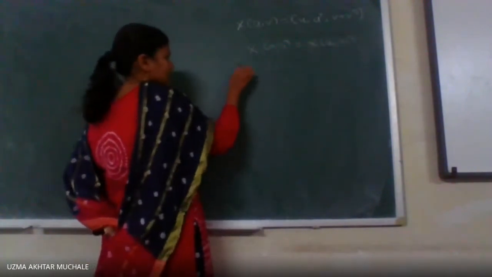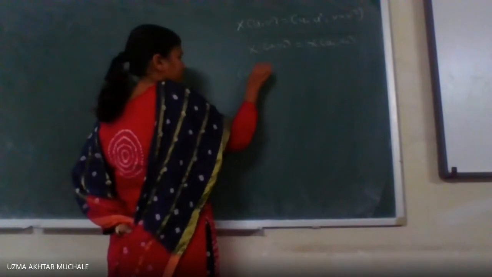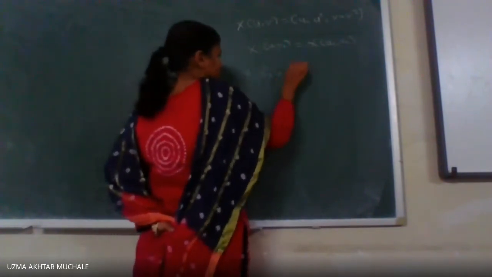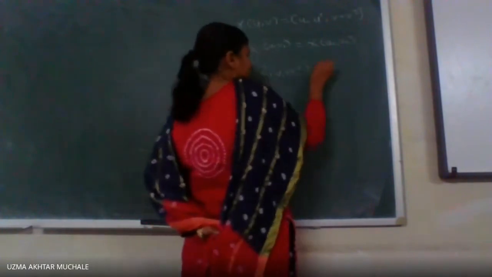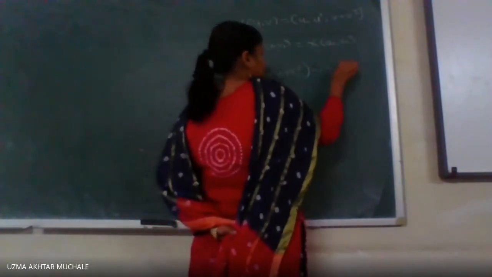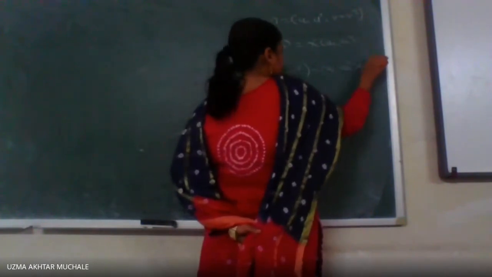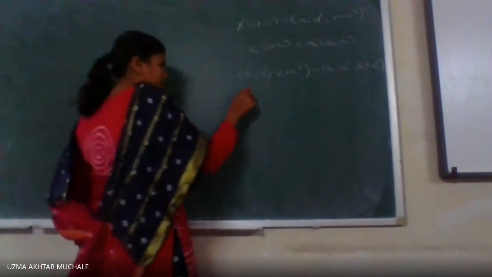Next we have to write down here u1 square, v1 plus v1 cube, is equal to u2 square, v2 plus v2 cube, by coordinate-wise equality.